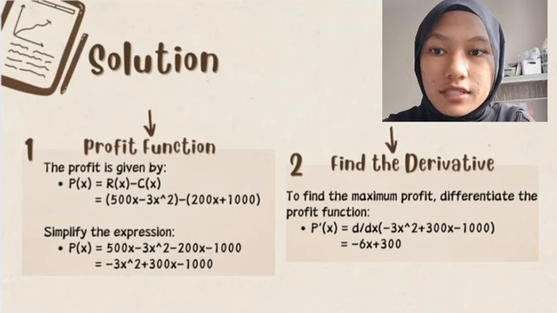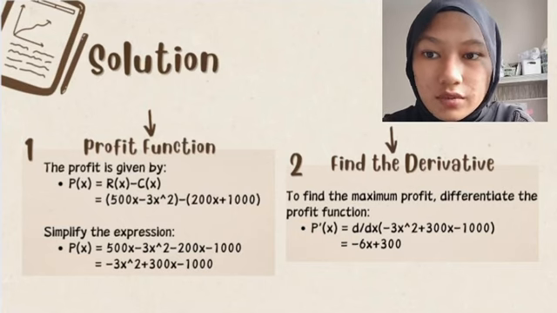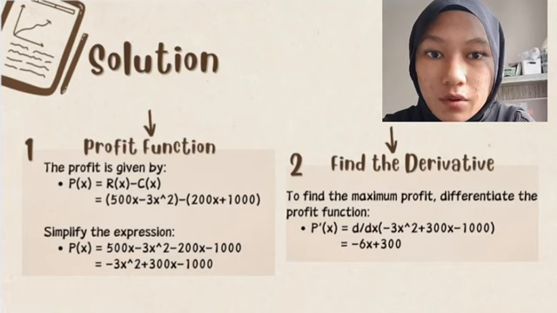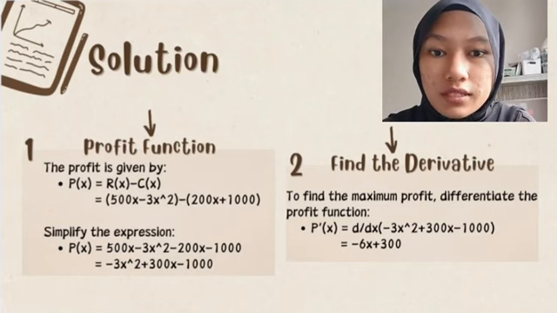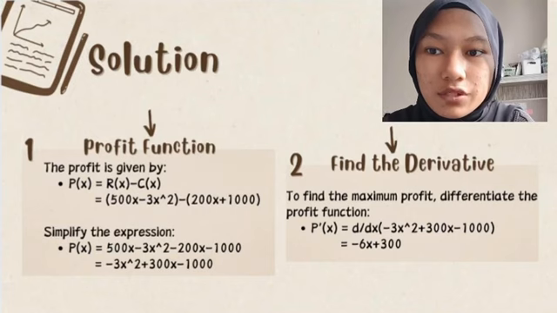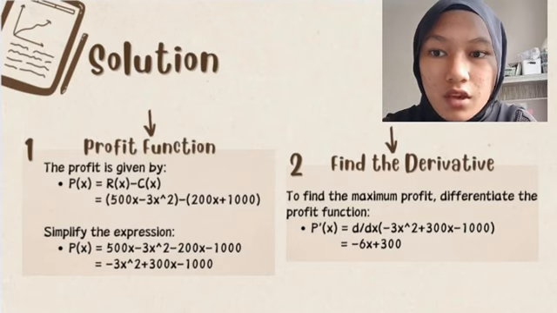The solution? The first step is the profit function. The profit is given by P(x) = R(x) - C(x), which is 500x - 3x^2 - (200x + 1000). We should simplify the expression. P(x) = 500x - 3x^2 - 200x - 1000, which we will get -3x^2 + 300x - 1000.